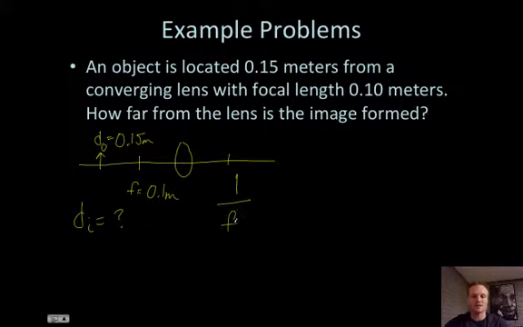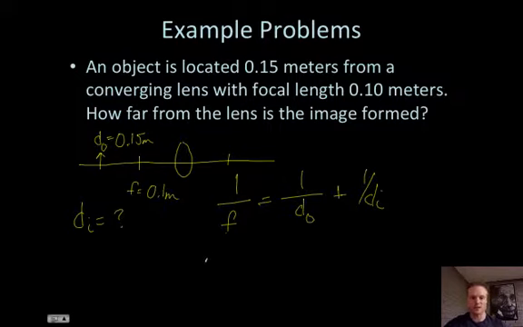I'm going to use the lens equation, which is 1 over f is equal to 1 over d sub o plus 1 over d sub i. And basically what I'm going to be doing is just plugging numbers in.